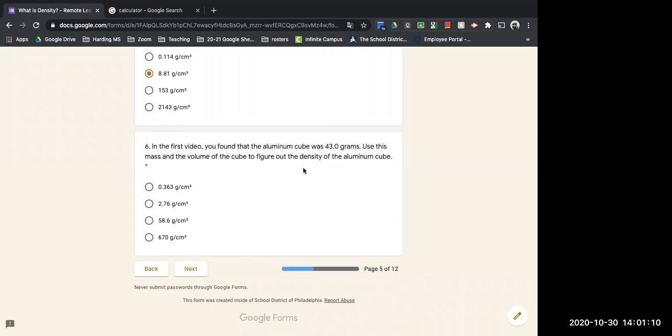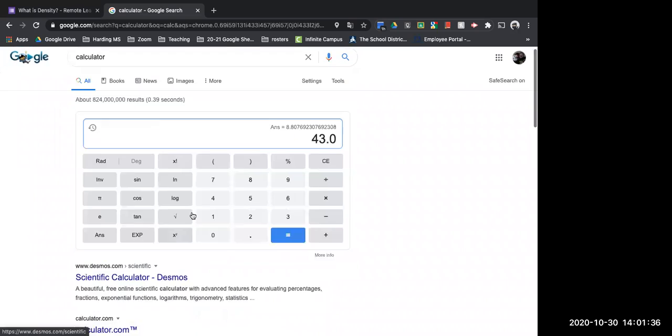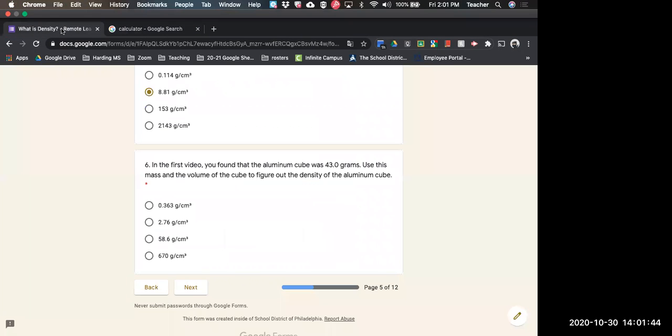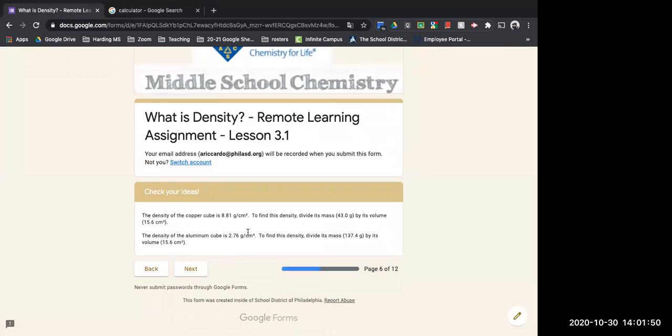In the first video, you found that the aluminum was 43 grams. Use the mass and the volume of the cube to figure out the density of the aluminum cube. So you're going to go back up here and retry it, and you're going to go 43.0 divided by 15.6. You're going to get 2.76. Okay. The density is 8.81 and 2.76.